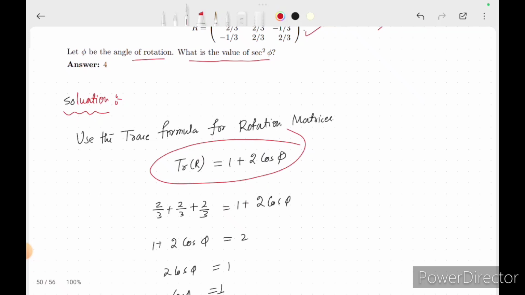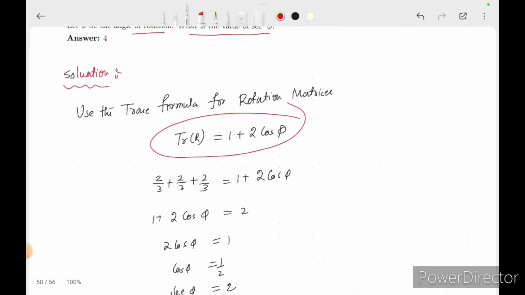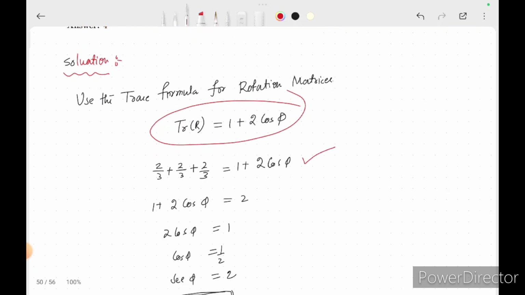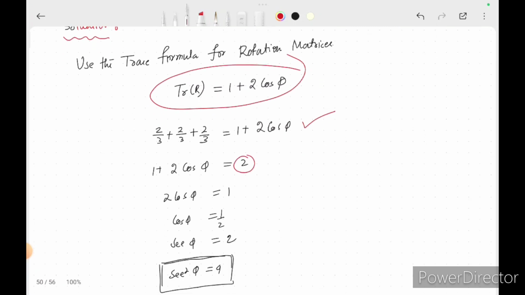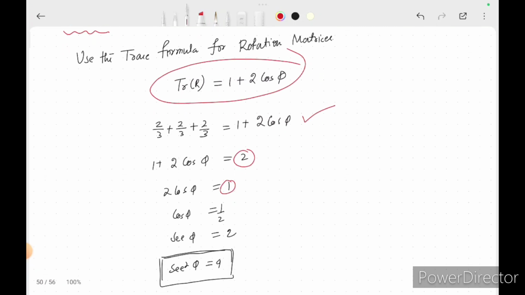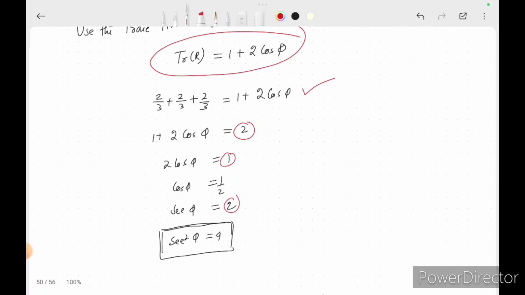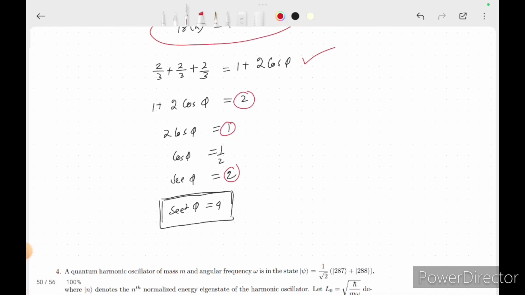So the trace of any kind of matrix is equal to the summation of its diagonal elements, right? So that is equal to 2/3 plus 2/3 plus 2/3, equals 1 plus 2 cos phi. Okay, so that is 1 plus 2 cos phi equals 2. So 2 cos phi equals 1, so cos phi equals half, and sec square phi equals 4. So finally you get the answer.